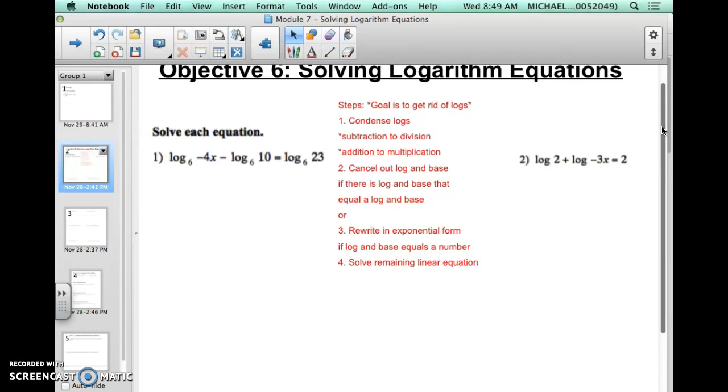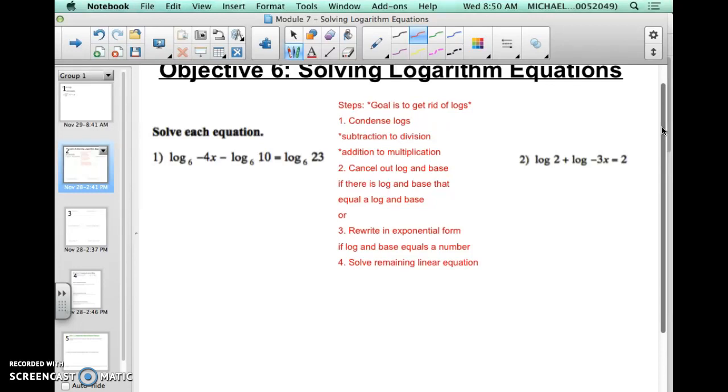So for logarithmic equations, if I was going to be presented with number 1, the first thing that tells me it's a logarithmic equation is the word log that exists in the problem. So I know I have to go about solving them like this. All right. So if I'm given number 1, log base 6 of negative 4x. That's a piece by itself. That's one log. And then it's being subtracted by log base 6 of 10. And then it equals log base 6 of 23. That's how you would read that.